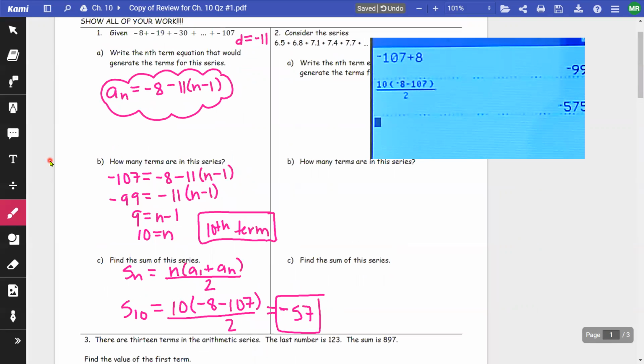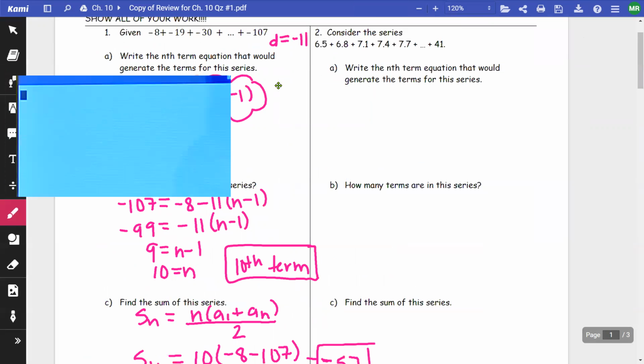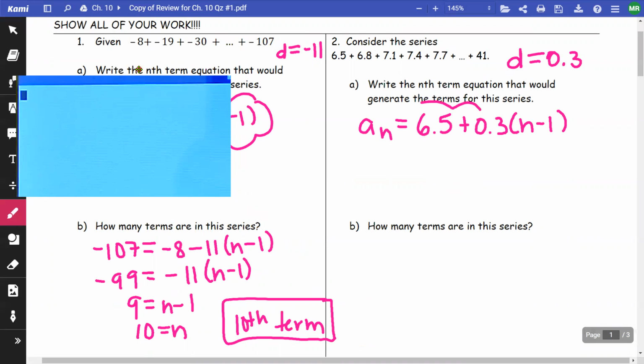So now let's take a look at number 2. On number 2, this is also an arithmetic sequence. On this one, my common difference is 0.3. I'm adding 0.3. So when they ask me for the general term, a sub n is equal to my first term, which is 6.5, plus 0.3 times n minus 1. That is our nth term, the equation.